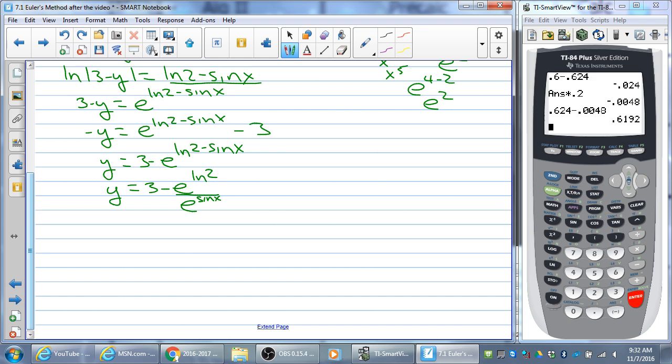With me on this? Any questions? What we're doing? Matt, you good? All right. That's 3 minus, what's e to the natural log of 2? 2. 2 over e to the sine of x. Now, if you look at the rubric, or if they came out with a rubric for this, or what AP would say, I wouldn't be surprised if it said this. I'll bet that's what they're answering.